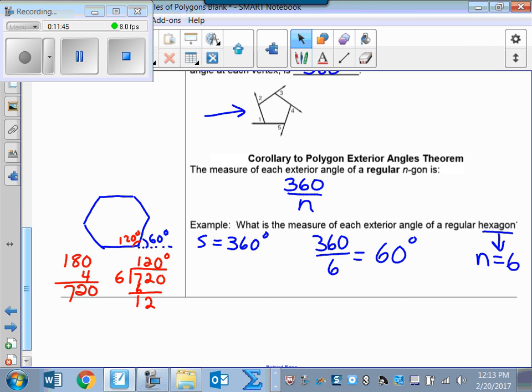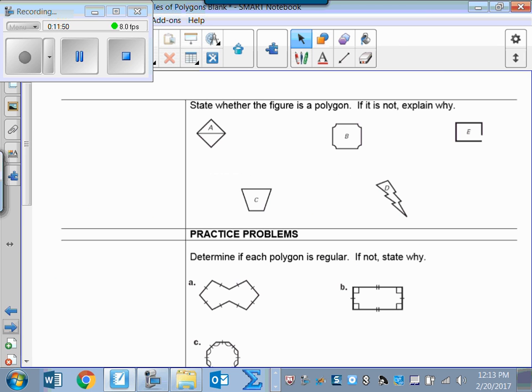So don't forget that little example I just did there for you. Let's see what we have next. Okay, decide whether each of these is a polygon or not. If it isn't, explain why. Clearly, this is a polygon. It meets the 2 criteria that we talked about in the beginning of the lesson.